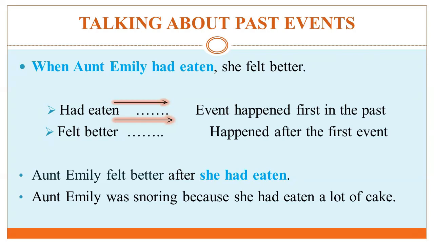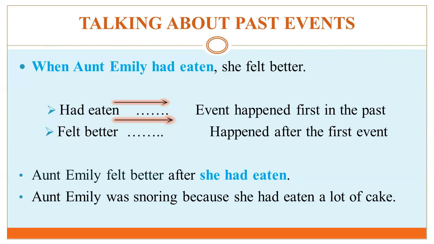So, are you clear? When we talk about two events that happened in the past, we will use past perfect for the event that happened first, and we will use simple past tense for the event that happened later. There are two more examples for you to understand clearly. Aunt Emily felt better after she had eaten.